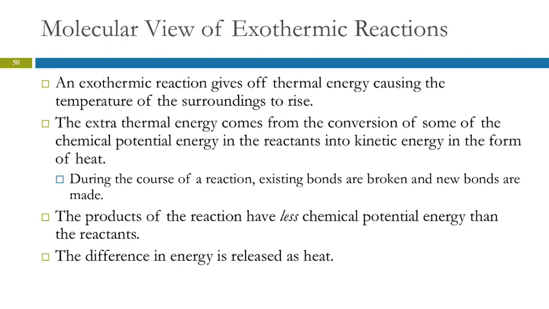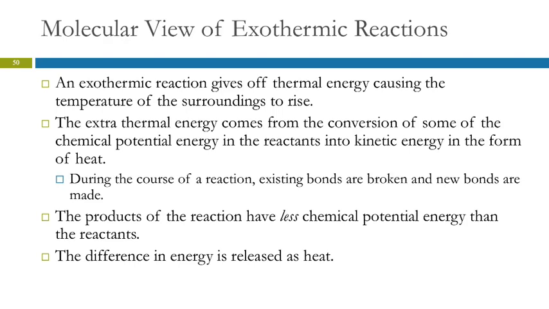An exothermic reaction gives off heat, causing the temperature of the surroundings to go up. Where does that energy come from? It comes from energy that was stored within the chemicals. Stored chemical potential energy. It's a form of potential energy. And when those reactants react, that energy is released as heat.